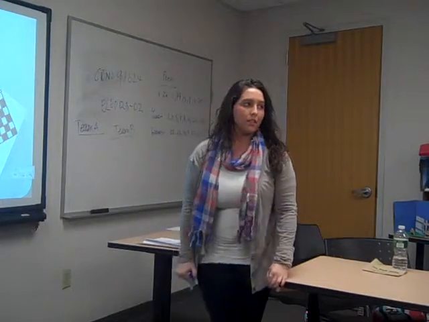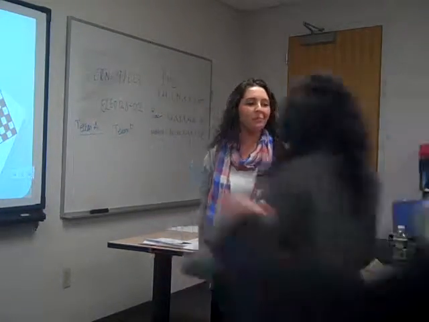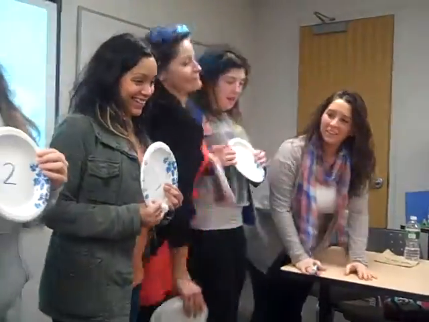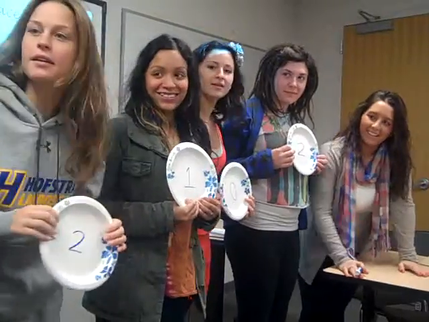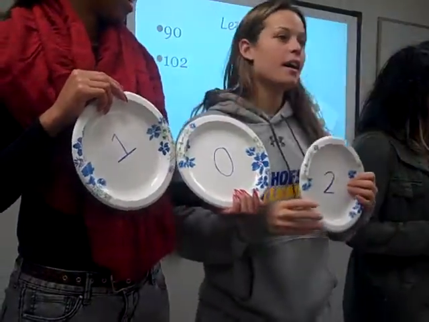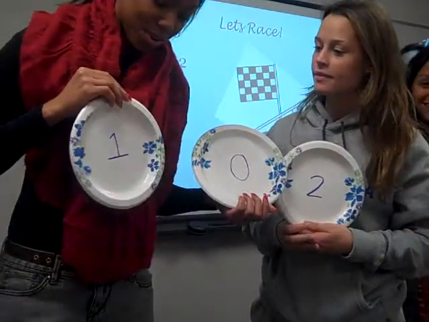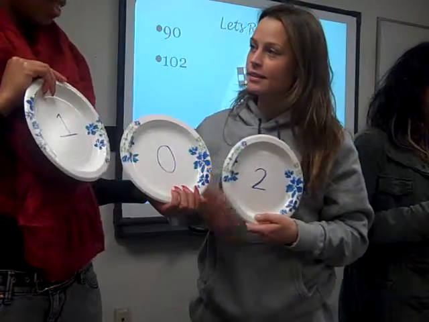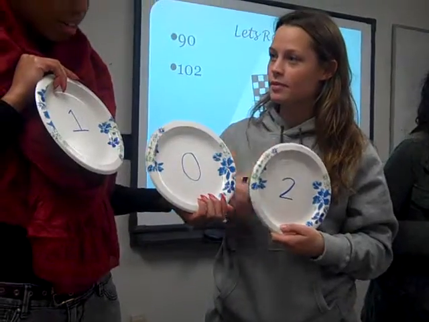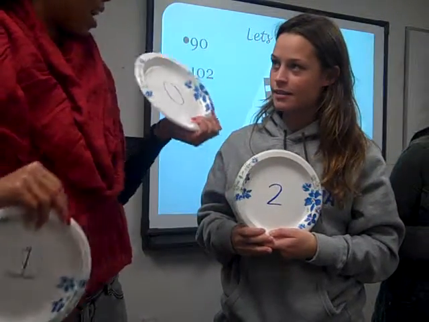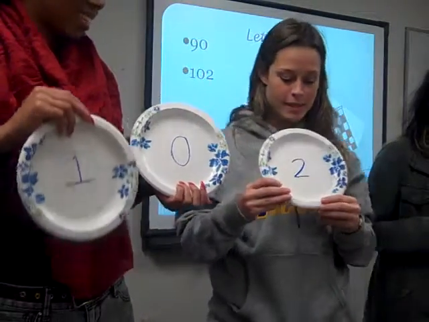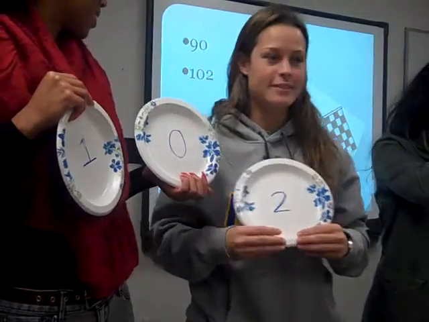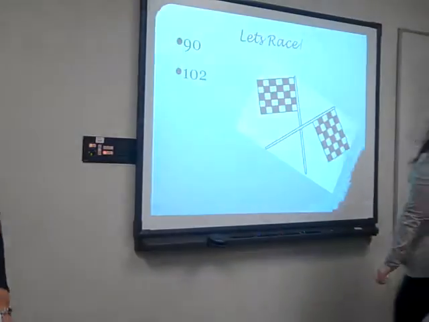Okay, ready, set, go. 102. It was this team this time. Oh, Chelsea, you have a hard job right now. Let's hear it. I have 2. I'm in the hundreds place. I have 100. And I'm in the tens place. I have 0 tens. And I'm in the ones place and I have 2 ones. Excellent. That's correct. Good job, Team B.